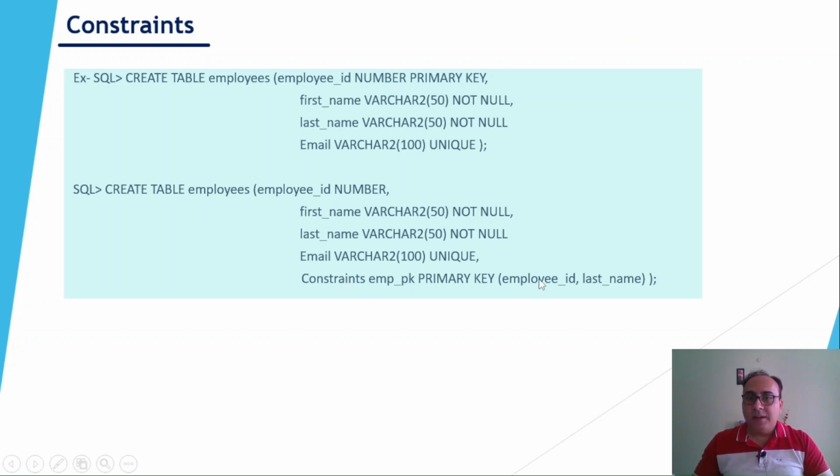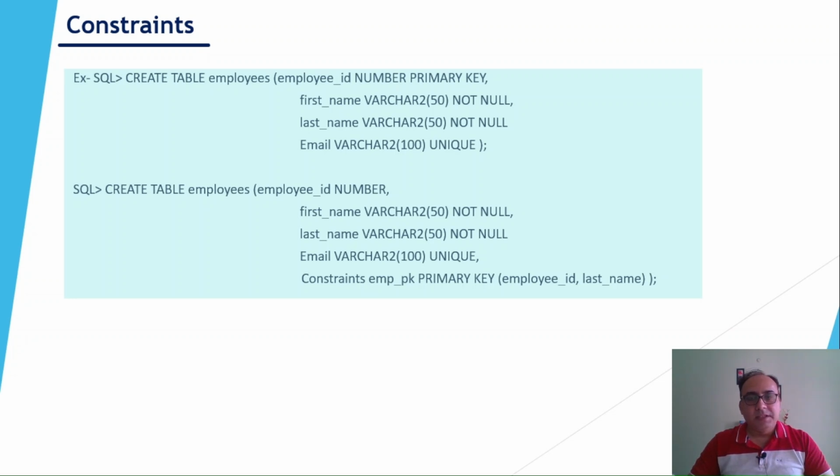Here it's a composite primary key. So how are we defining it? We are mentioning the constraint name here: emp underscore pk, which is basically a constraint name. Then primary key, which is a keyword. And here the primary key is on employee ID and last name. It means there will be a unique combination of employee ID plus last name in this particular table. So this particular combination cannot be duplicated in this table.